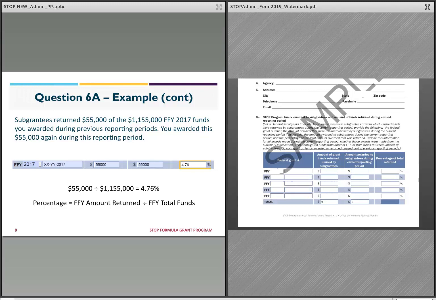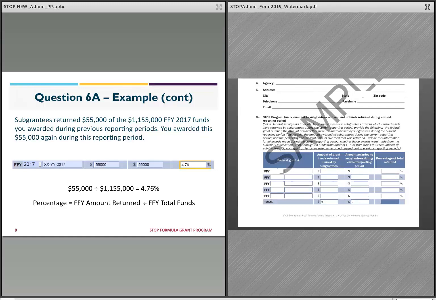So of the federal fiscal year 2017 funding, you would choose 2017 in that first column. You would write the grant number in the next column. And then in the amount of grant funds returned unused by subgrantees, you would report $55,000 because that's the amount returned during the current reporting period. And you would report $55,000 also in the amount awarded to subgrantees during the current reporting period because you also reawarded this money that was returned during this current reporting period.